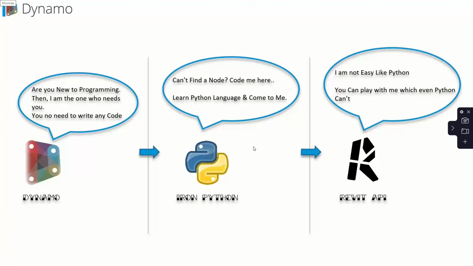It's not like the normal Python that you learn in computer institutes. It's IronPython, an application Python, as we call it. So you are going to play with the Revit application here. If you can't find a node, you have to write something, your own, personally. So you have to learn the Python language and come to me. If you want to play with IronPython, you should learn some Python concepts.